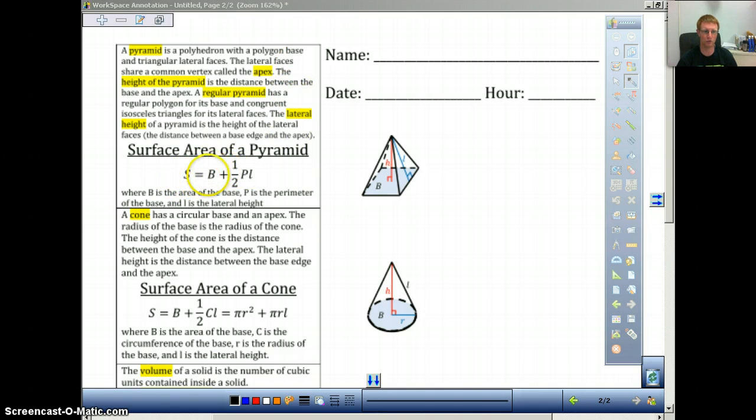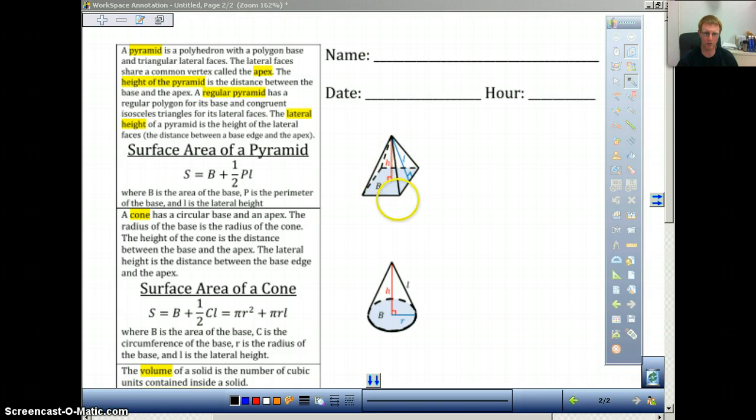Surface area is equal to area of the base, that's what capital B always means, plus 1/2 times perimeter of the outside times the L, which is the lateral height. Essentially what this 1/2 times P times L is giving you is the area of all four triangles added up. So the idea of all pyramids is that all the sides are going to be triangles.